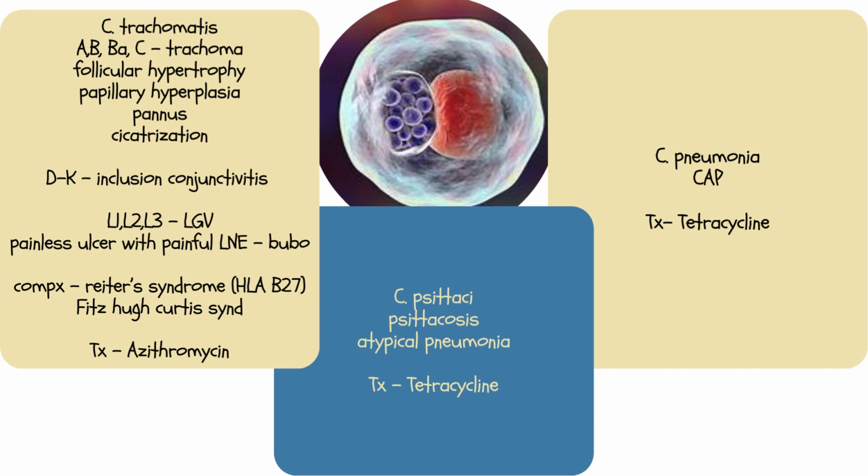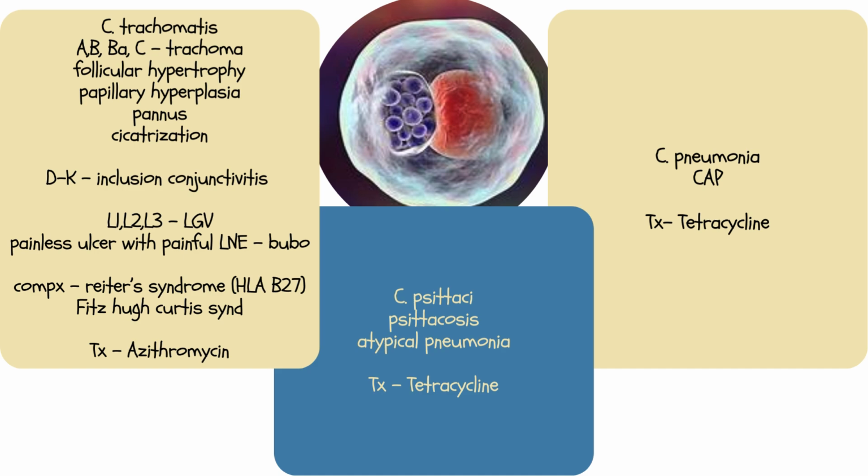Trachomatis can also be complicated by Reiter syndrome, again associated with HLA-B27, like our reactive arthritis. Then Fitz-Hugh-Curtis syndrome, which is perihepatitis. The treatment of choice is azithromycin.